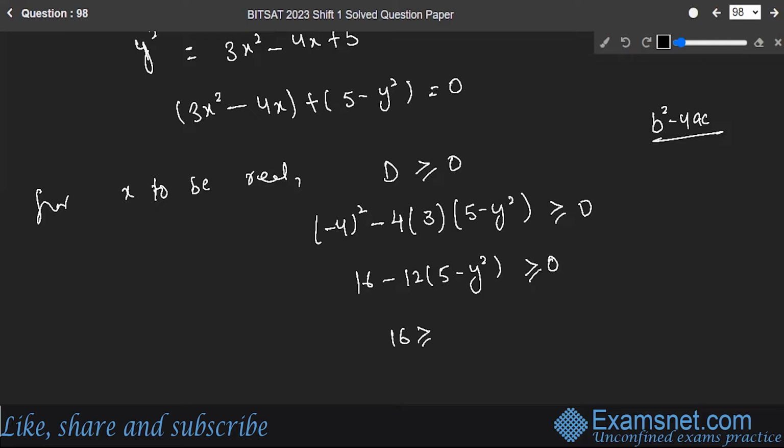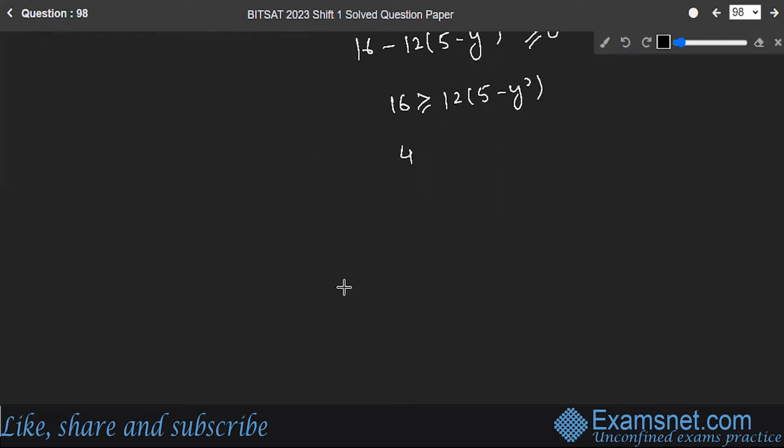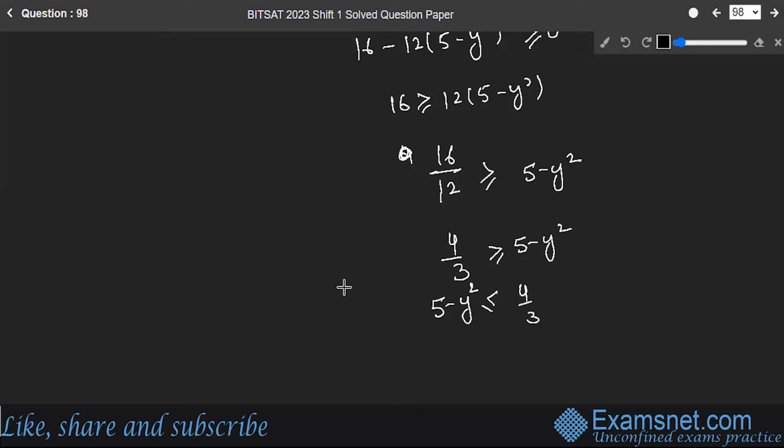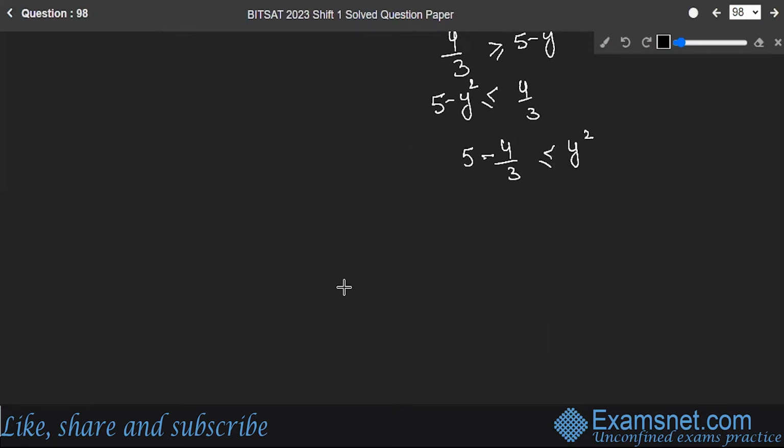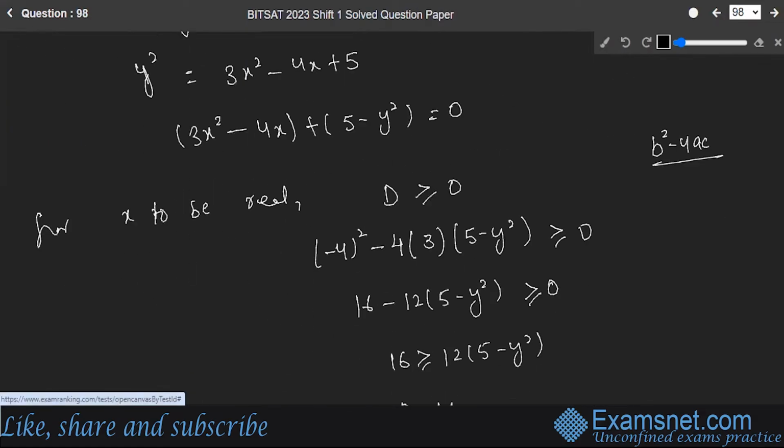Or you have 16 minus 12 into (5 minus y square) should be greater than or equal to 0. Or you have 16 should be greater than or equal to 12 into this. Or you have 4 by 3 greater than or equal to 5 minus y square. So 5 minus y square should be less than or equal to 4 by 3. Or you have 5 minus 4 by 3 should be less than or equal to y square. You have 15 minus 4 by 3, so here you have 11 upon 3 is less than or equal to y square. Or you will say y is greater than or equal to root of 11 upon 3.